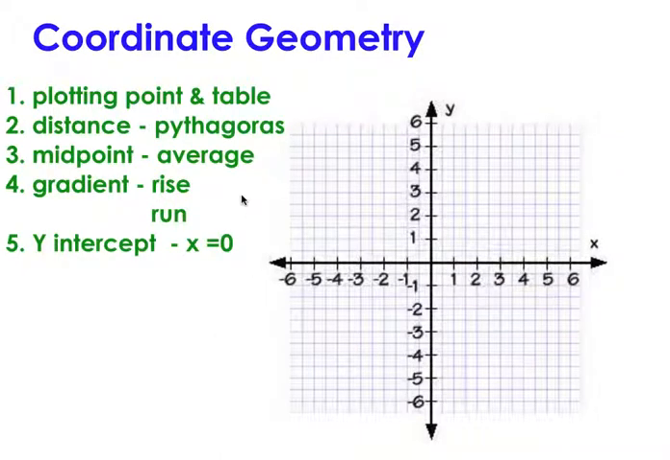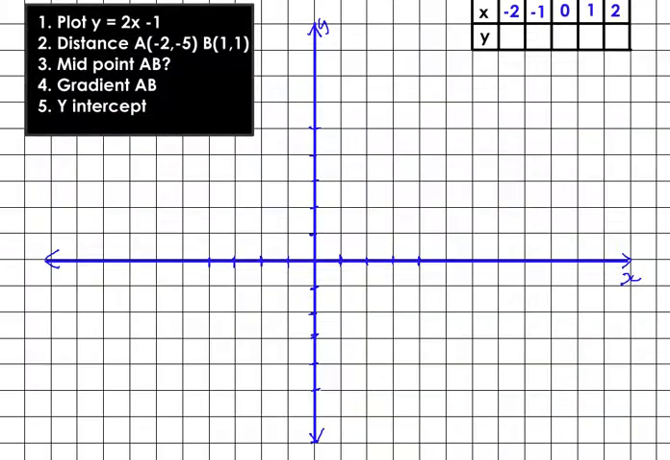In this video I want to go over plotting points, finding distance using Pythagoras' theorem, the midpoint, which we said was the averages, and then gradient, which is rise over run, and looking at the y-intercept where x is equal to 0. That's at this point here, x is equal to 0 anywhere along this line. Okay, so let's first of all look at plotting points.